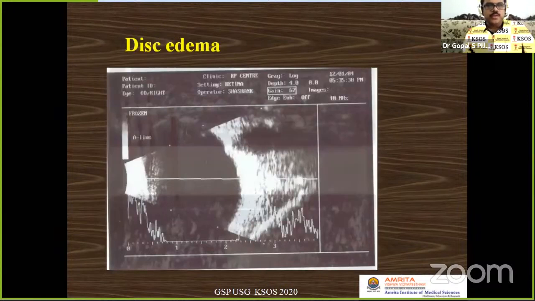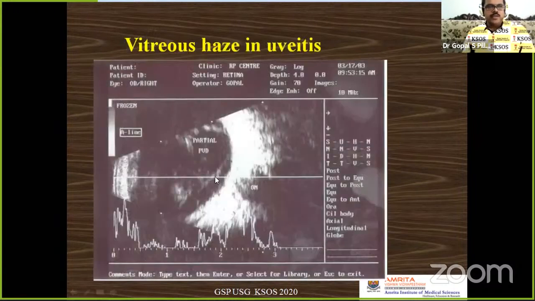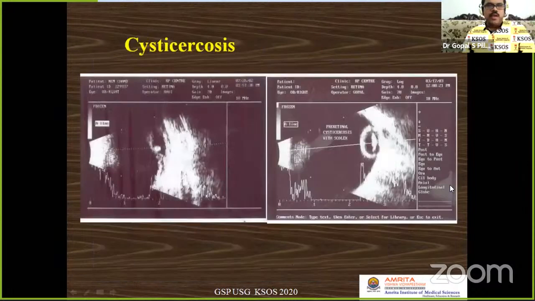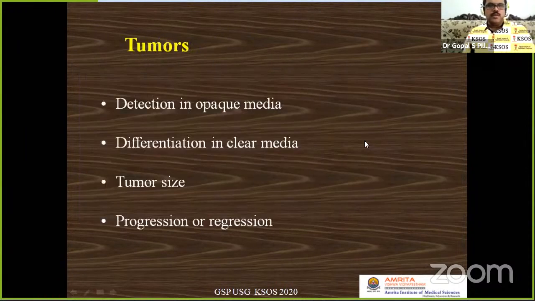Uveitis, as I told you, vitreous haze is an important thing, disc edema, exudative retinal detachment, etc. So here is a disc edema. You can see the disc here, the optic nerve is here, the disc is here, the disc is edematous. Okay. Now vitreous haze, as I said, there will be a lot of point-like echoes in the vitreous cavity. And definitely this is a cysticercus. There's a cyst with a scolex in the center. This is a cysticercus.